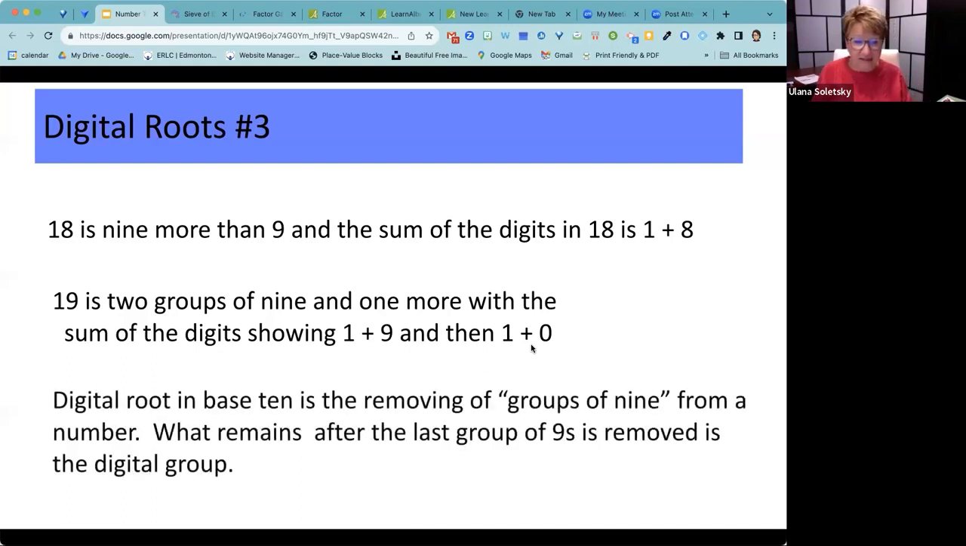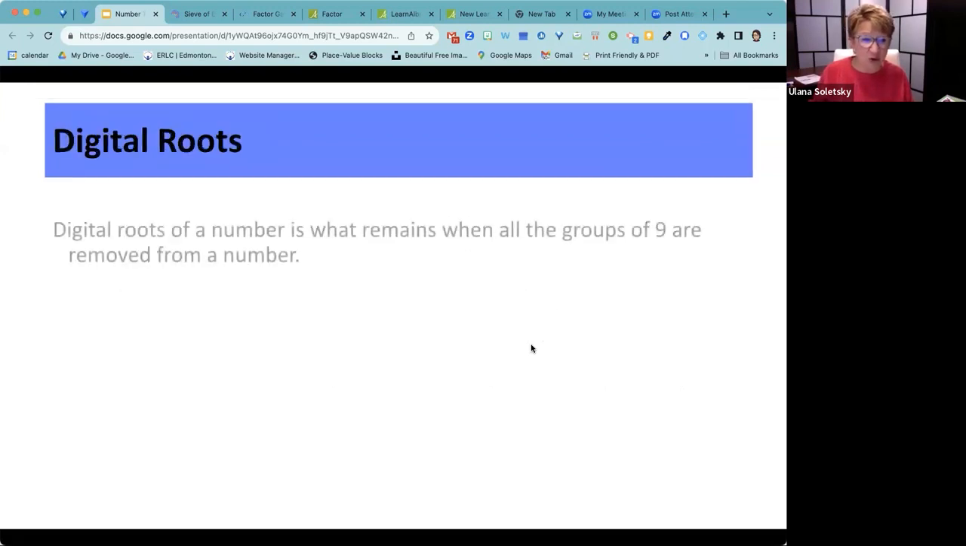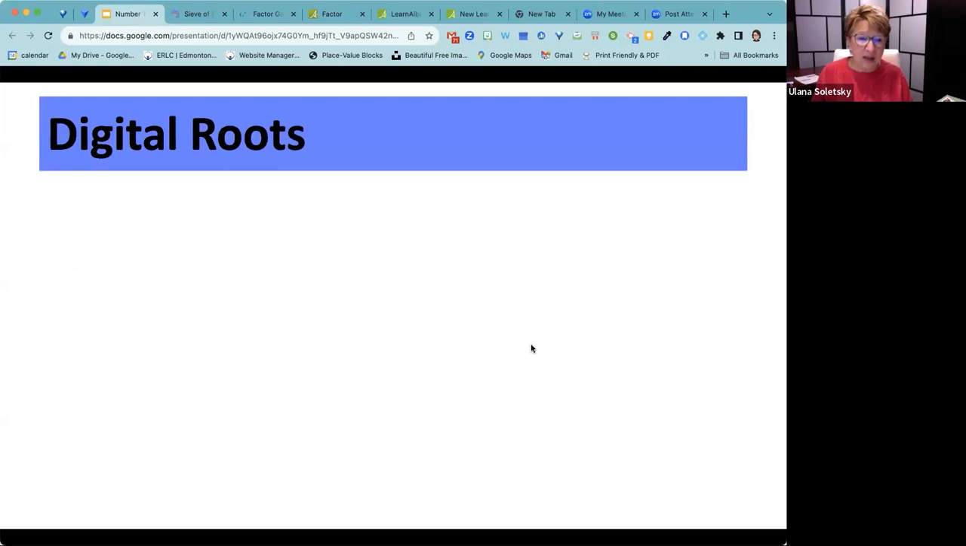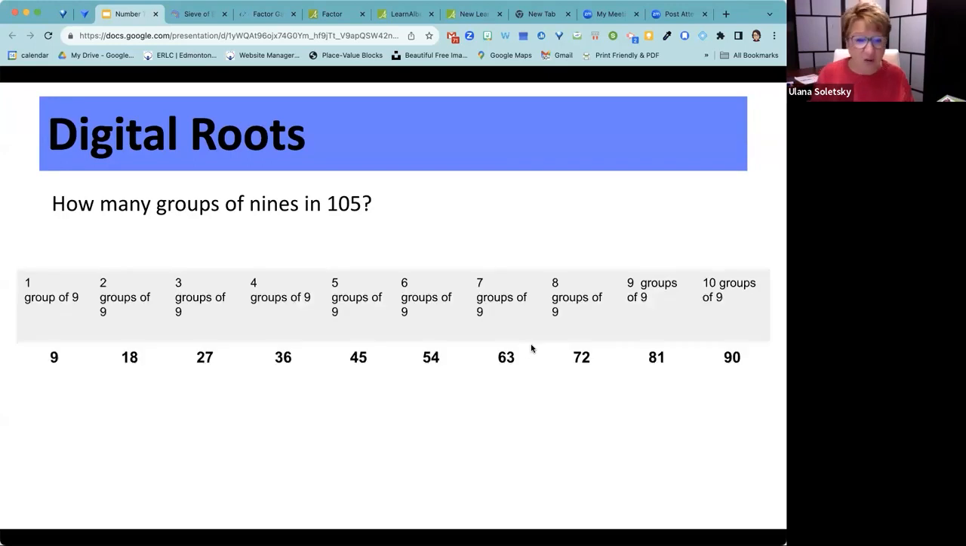And it's in the base 10 system. It's the removal of all the groups of 9 from the number, and what remains after the last group of 9 is removed is the digital root. So if I wanted to look at how many groups of 9 are there in 105, I say, okay, well, 10 groups of 9 is 90.